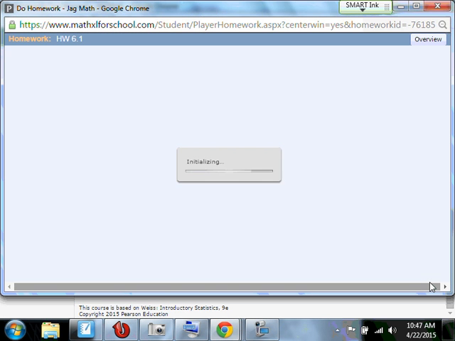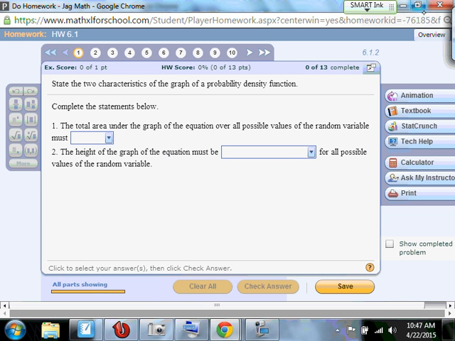So here we are with this 6.1. When you see how easy some of this stuff is, you're going to say, really? That's it? So question 1: the total area under the graph of the equation over all the possible values of a random variable must, before we even see anything in the drop-down box, I'm thinking it's going to equal 1, right? Must equal 1. Let's try that.